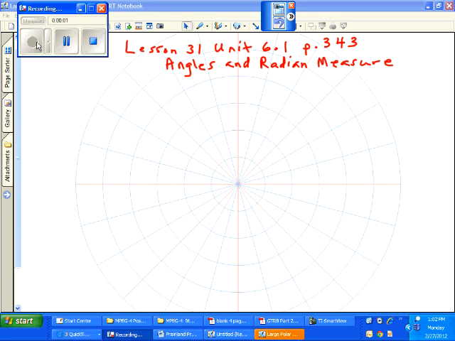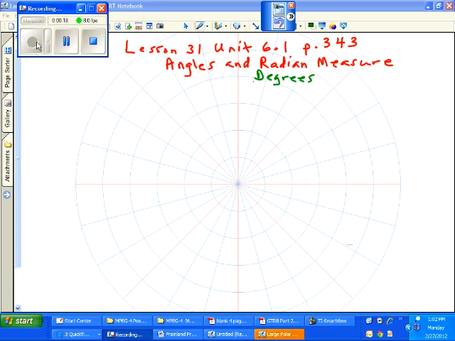On lesson 31 of pre-calculus, unit 6.1 in the pre-calculus textbook, page 343, we're going to talk about angles in radian measure. So far, what we've done our measurement in is degrees.